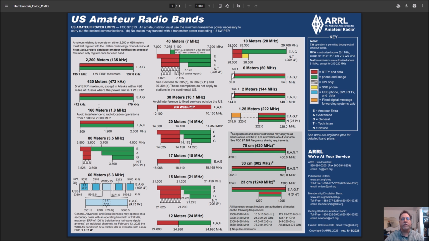Now, 6 meters and 2 meters and even 220 occasionally will have propagation due to a wide range of circumstances, which we'll talk about in a later video. But every now and then they will go beyond line of sight. But for the most part, they are within the footprint of where your signal can reach without going up into the atmosphere and bouncing down.